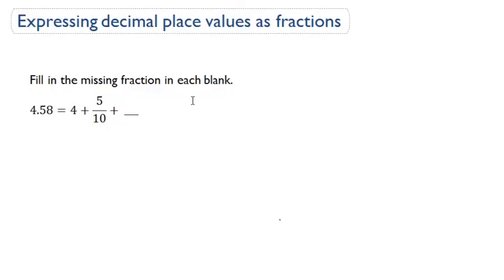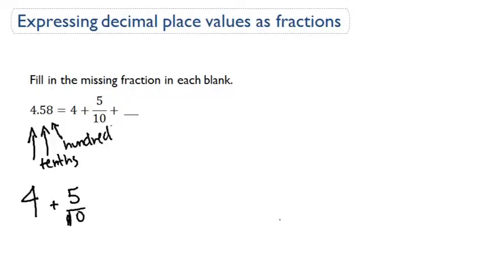All right, expressing decimal place values as fractions. We're going to express each of these place values as a fraction. We have 4.58. That becomes 4. This 5 is 5/10 because this is the tenths place, so that's going to be 5 over 10. And then this last digit, this 8, is in the hundredths place, so we're going to write it as 8 over 100. So the final answer, to express this as the sum of fractions and whole numbers, is 4 plus 5/10 plus 8 over 100.